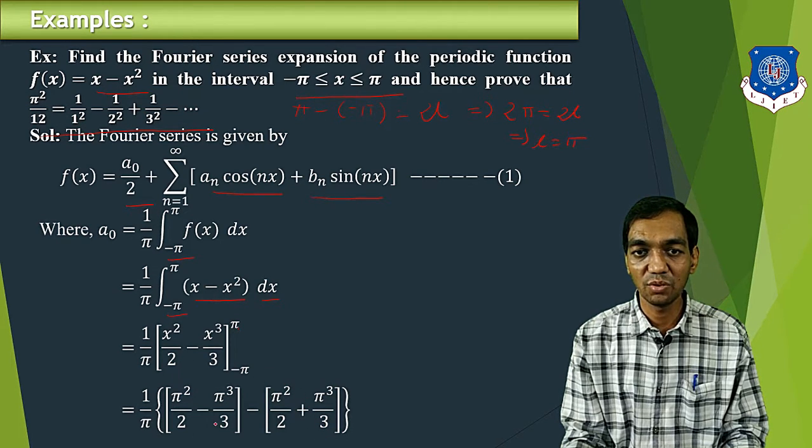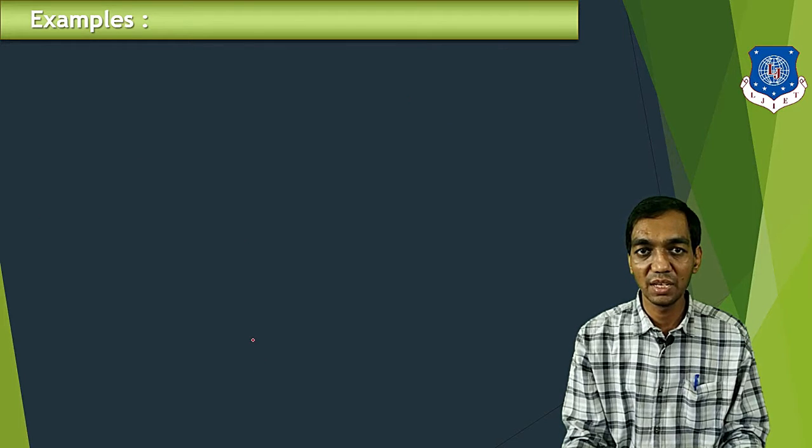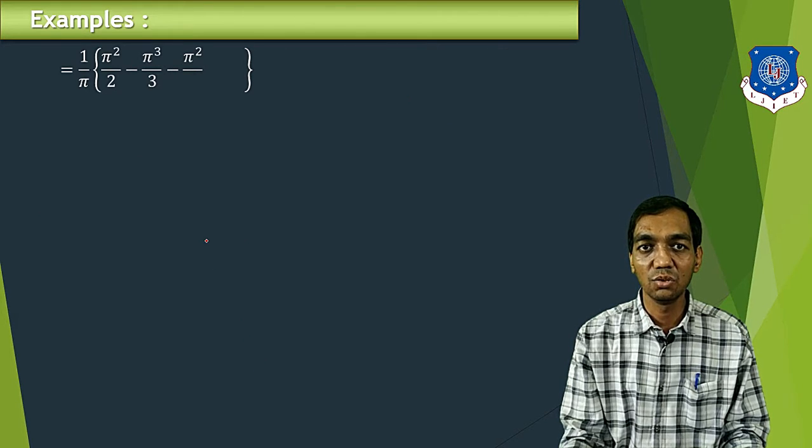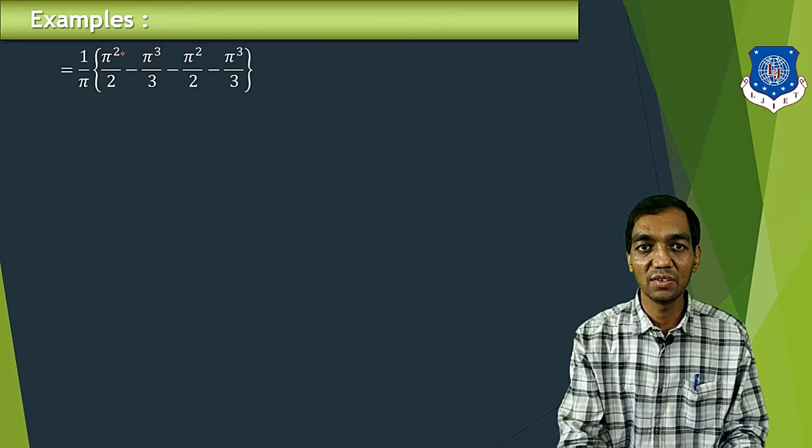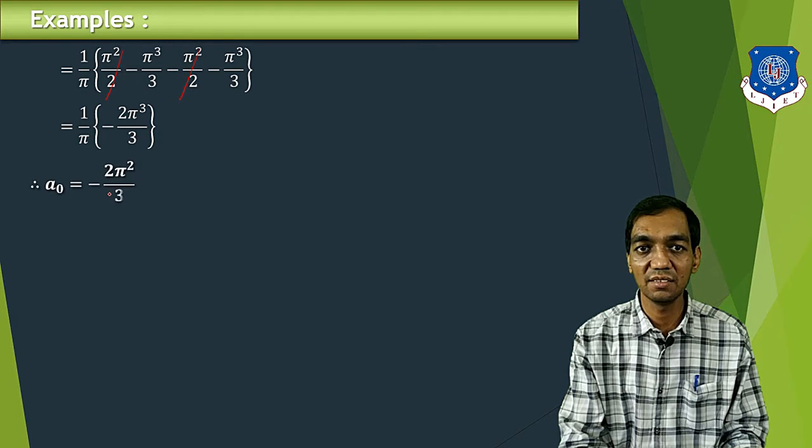Simplifying this term, pi square by 2 will be cancelled out, and you will have minus 1 by pi into minus 2 pi cube by 3. So one pi will be cancelled out and the answer is going to be minus 2 pi square upon 3.